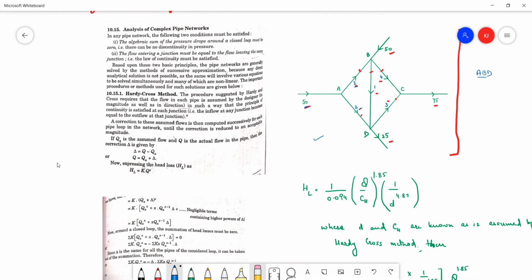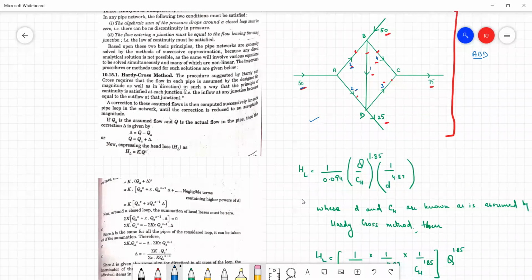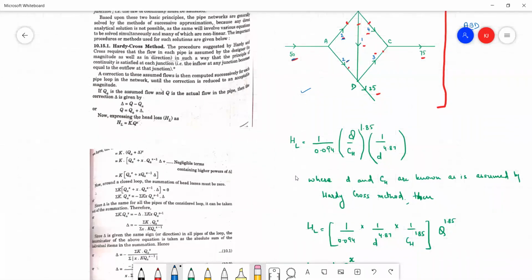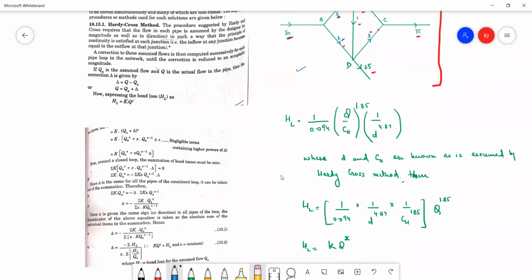Let me tell you initially about the k value itself. The k value is basically a kind of head loss coefficient. As per the Hazen-Williams formula, head loss can be written something like this. The Hardy-Cross method by default assumes that you already have the values for the diameter of the pipe as well as the pipe material. So this whole equation can be represented this way by keeping Q, the flow, aside. Since we know all these values, this is a constant K, which is called the head loss coefficient.